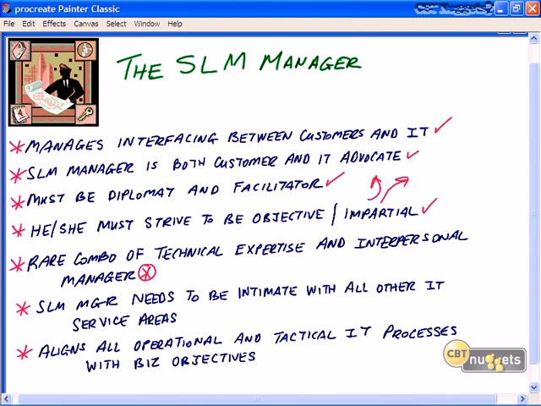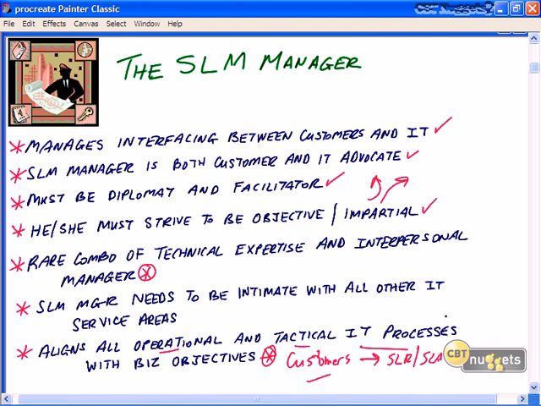The goal of the SLM manager and his or her team is to align all the operational and tactical IT processes, the ones I just mentioned, with the business objectives, always keeping the customer needs and desires in mind. And again, all of this is going to be aligned with service level requirements and service level agreements.